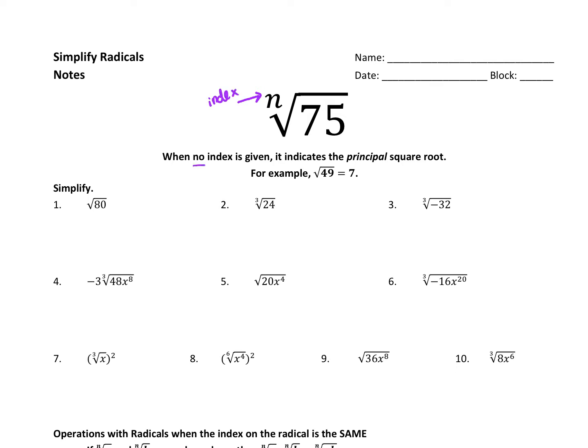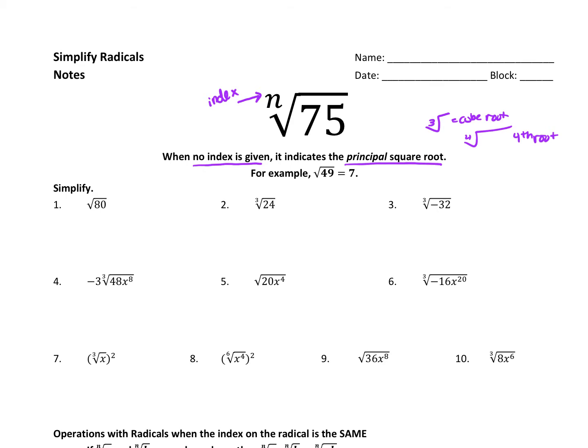If there's no index, like there's no number there, then we assume it's our principal square root. If there's a number there, like if it's a 3, then we call that a cube root. If it's a 4, we call it a fourth root, so on and so forth.